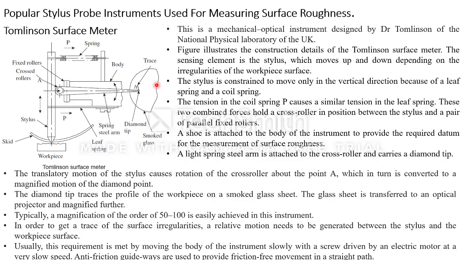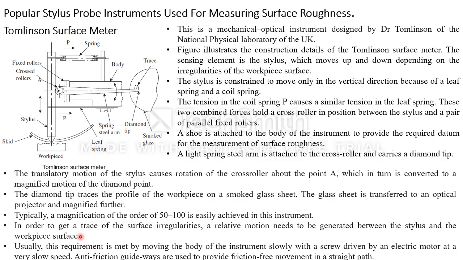Typically a magnification of the order of 50 to 100 is easily achieved in this instrument. So from this you will be getting an enhanced magnification of these irregularities in this smoked glass. But if it is not enough, then you can connect a projector and the magnification can be done further. Those magnifications are around 50 to 100 times of these irregularities.